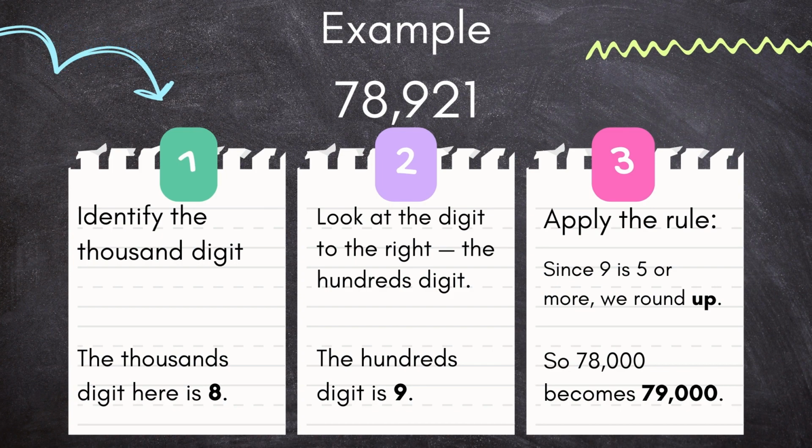Let's take a look at an example. Let's round 78,921 to the nearest thousand. Step 1. Identify the thousands digit. The thousands digit here is 8. Step 2. Look at the digit to the right, the hundreds digit. The hundreds digit is 9. Step 3. Apply the rule. Since 9 is 5 or more, we round up. So 78,000 becomes 79,000.